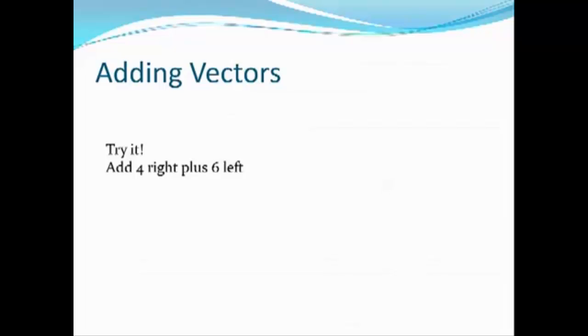I didn't draw your vectors here, so you're going to have to do it yourself. Add a vector of 4 to the right plus 6 to the left. If you look at the two vectors, it gets a little bit tricky when you try to go tip to tail. Remember, the tail of the 6 goes to the tip of the 4. It ends up looking something like this with the resultant vector of 2 to the left. That resultant vector starts from the tail of the 4 vector, where you started, to the tip of the 6 vector, where you ended up.